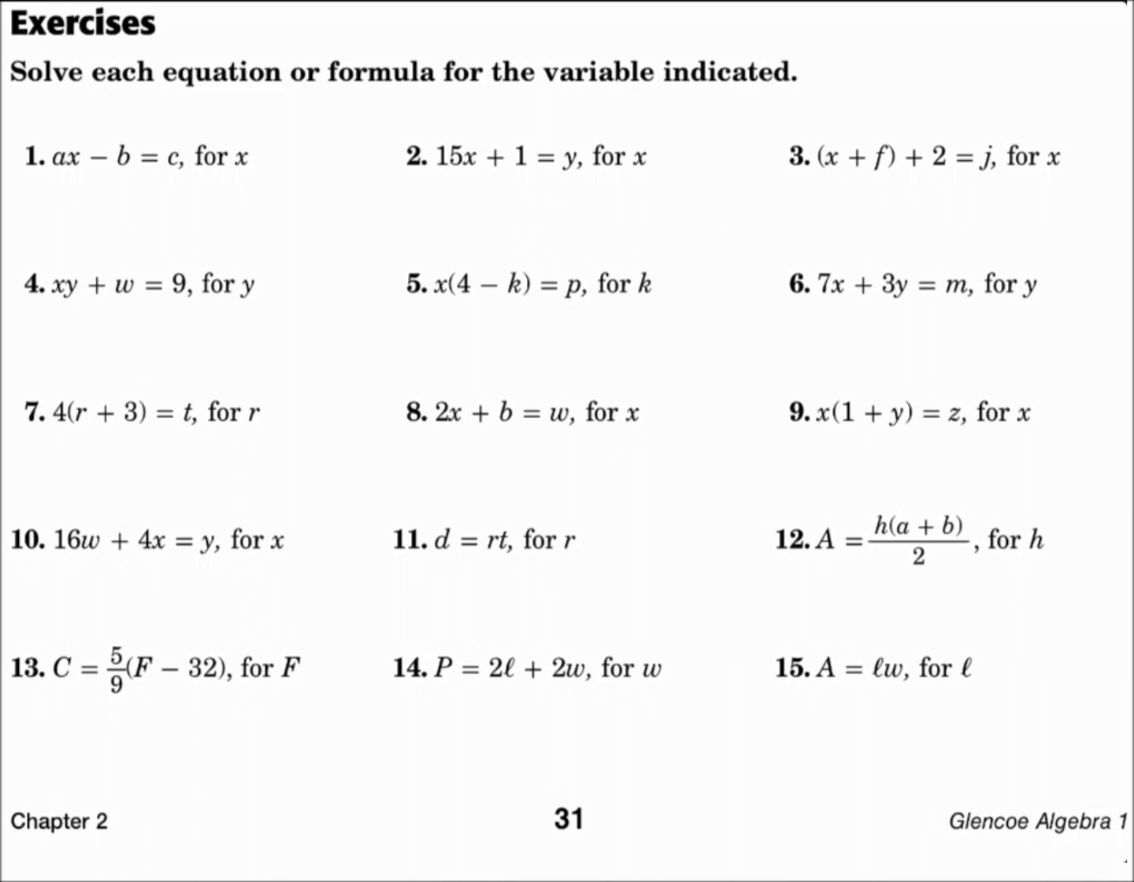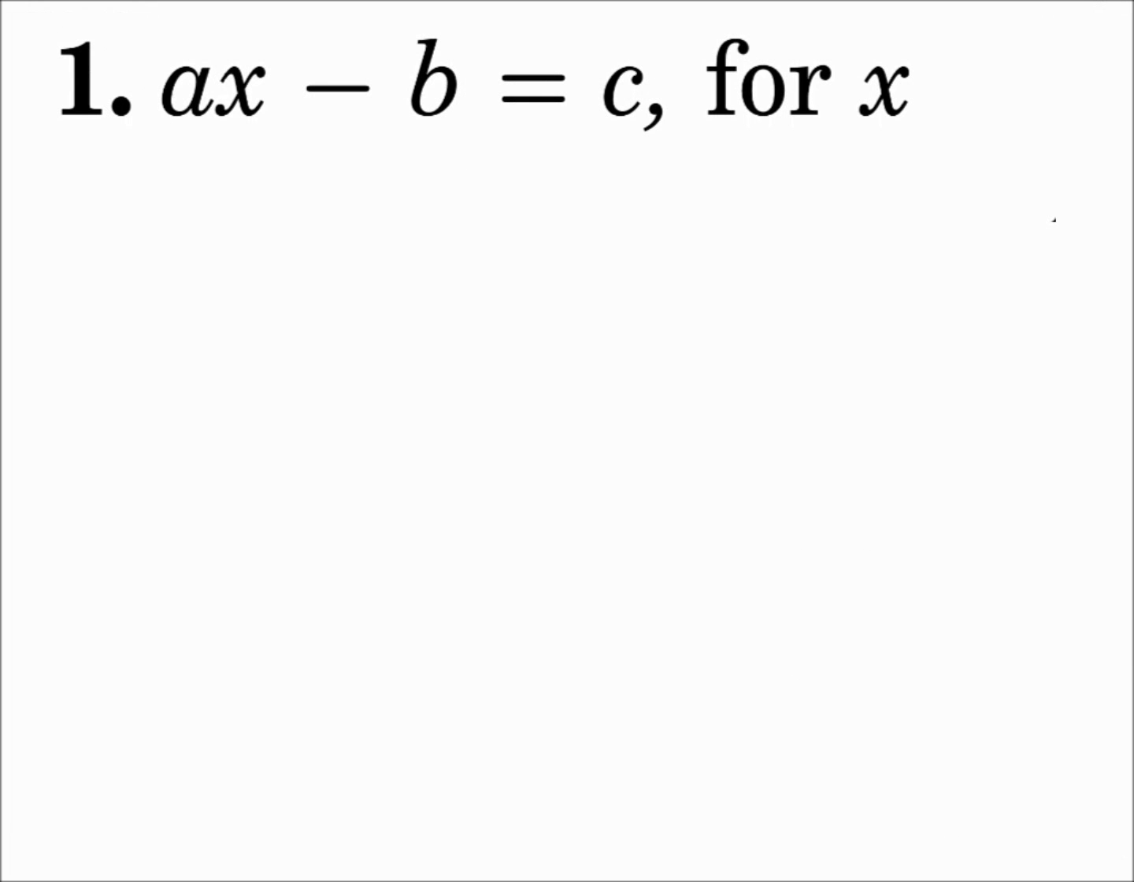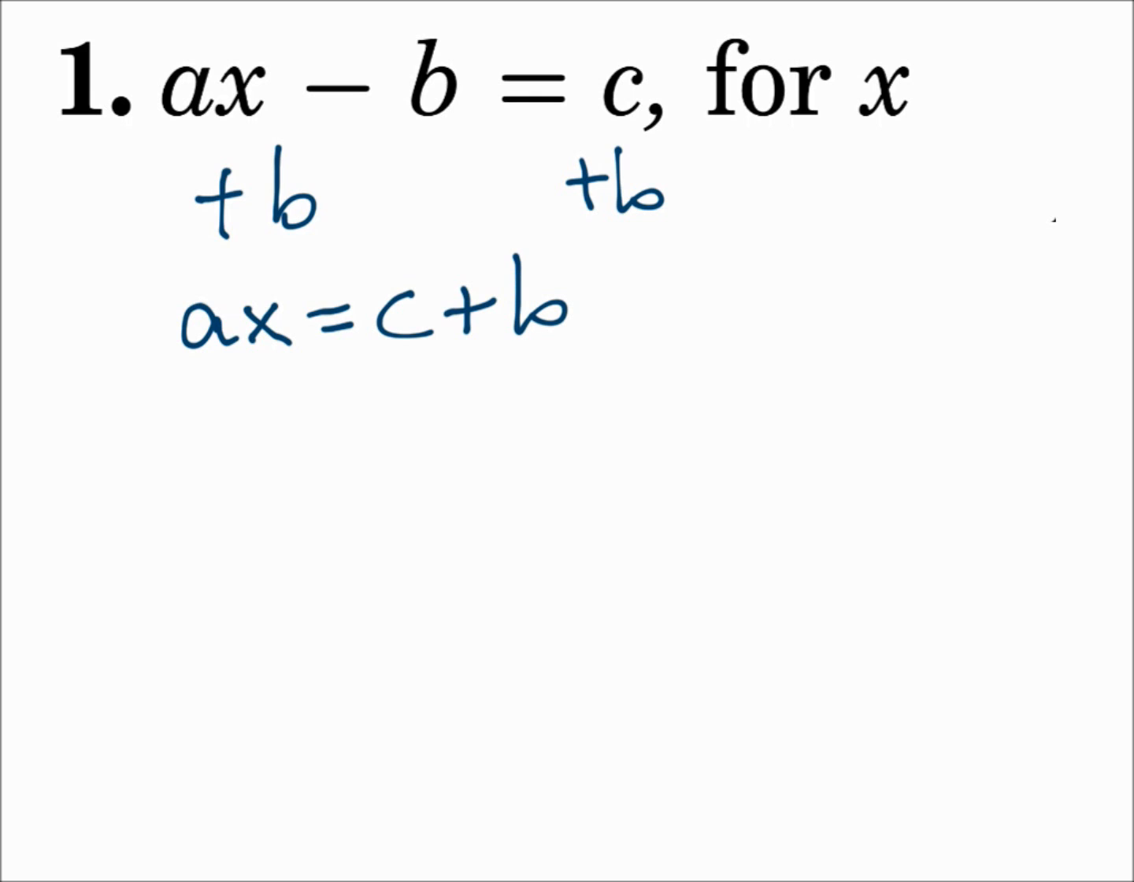Solve each equation or formula for the variable indicated. Number 1. ax minus b equals c. Solve it for x. Well, the x's are on the same side, so let's move everything else over. Add or subtract first. You have a b that's subtracted, so add b to both sides. The b's cancel on the left, leaving a times x, and that equals c plus b on the right. Do not try to combine c plus b because they're unlike terms.